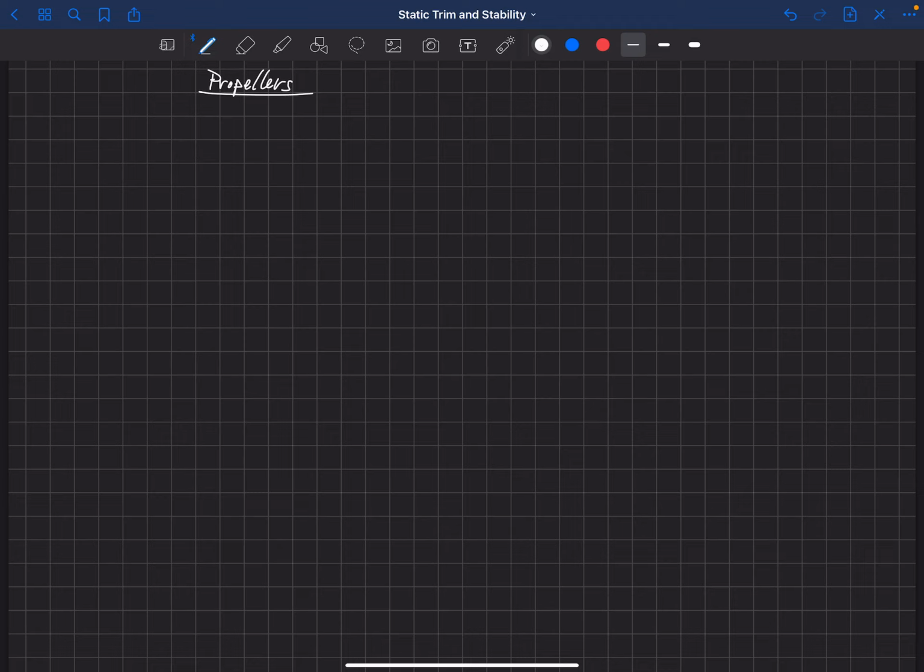Let's now talk about the influence of propellers on roll stability and trim. And so let's start off with stability. So here's the main wing and then a horizontal tail. And let's put a propeller up here. And now let's put this aircraft at some side slip angle beta. Okay, so we've got some velocity here coming in from the right-hand side.